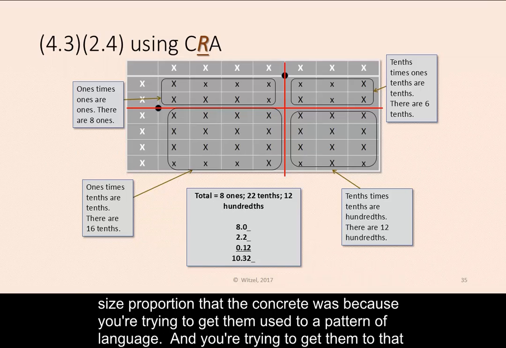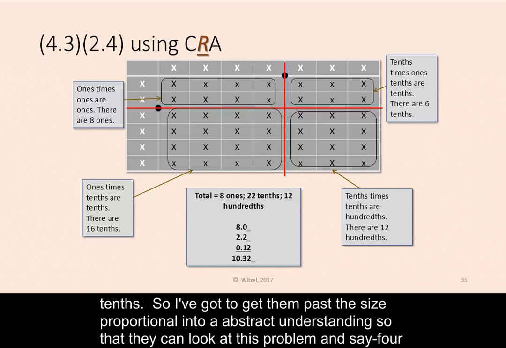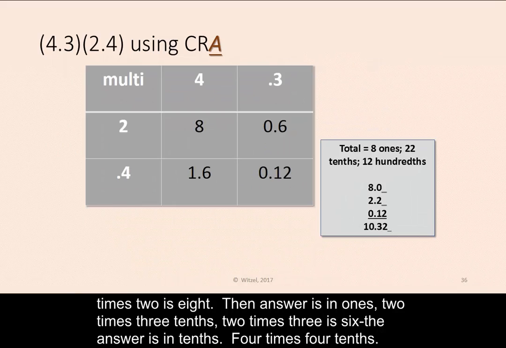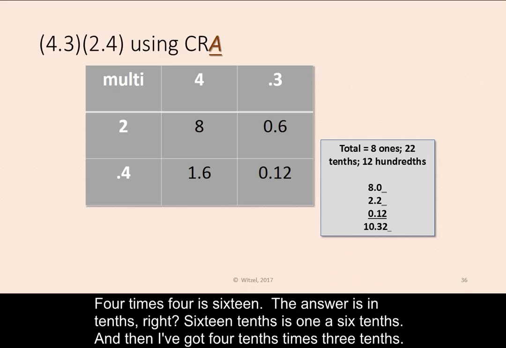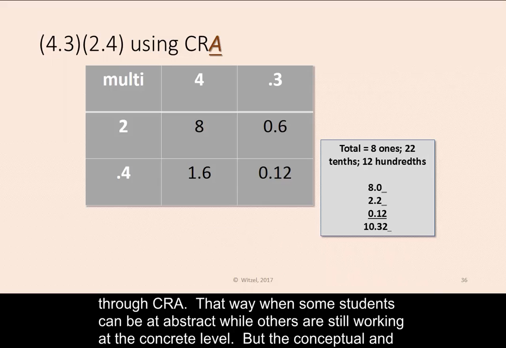And it's not like I'm going to write my 4 and 4 3/10. I'm not writing my 4 ten times larger than my 3/10. So I've got to get them past the size proportional into an abstract understanding. So they can look at this problem and say, 4 times 2 is 8. The answer is in ones. 2 times 3/10. 2 times 3 is 6. The answer is in tenths. 4 times 4 tenths. 4 times 4 is 16. The answer is in tenths, right? 16 tenths is 1 and 6 tenths. And then I've got 4 tenths times 3 tenths. 4 times 3 is 12. The answer is in hundredths. And again, we have the same approach throughout it, the same language through CRA. That way, some students can be at abstract while other students are still working at the concrete level, but the conceptual and procedural work remains the same.